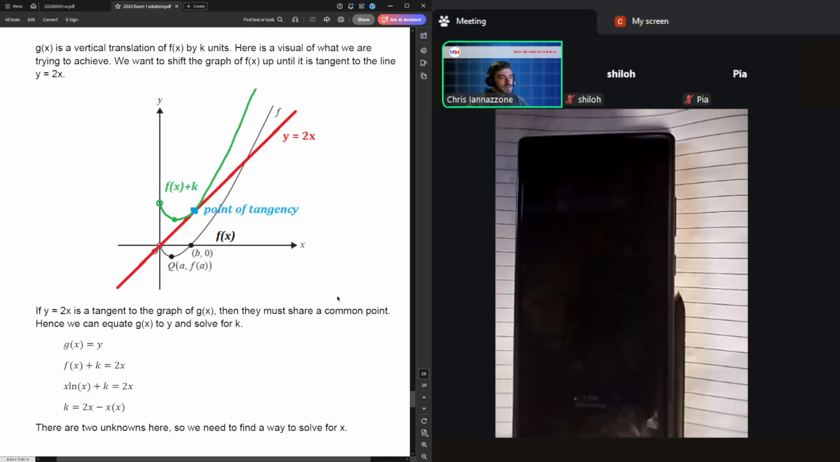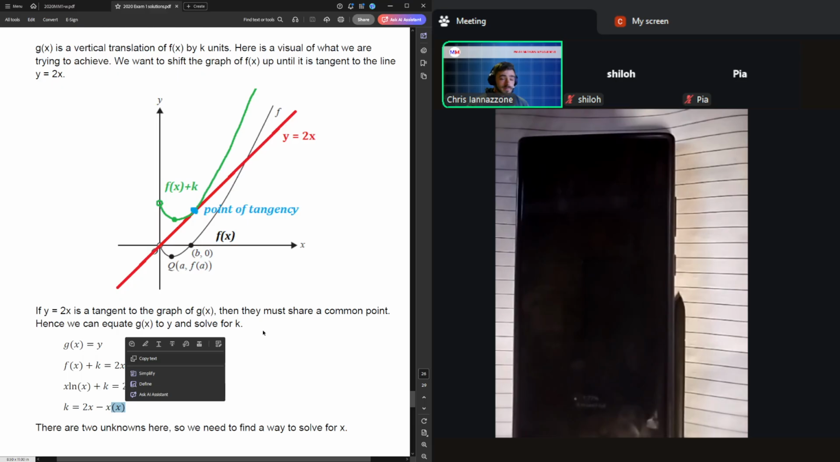So the first thing I did in this circumstance was say, okay, well, where do these things touch? They've got to touch at some point. Well, make g equal to y, where y is 2x. And then just rearrange for k.